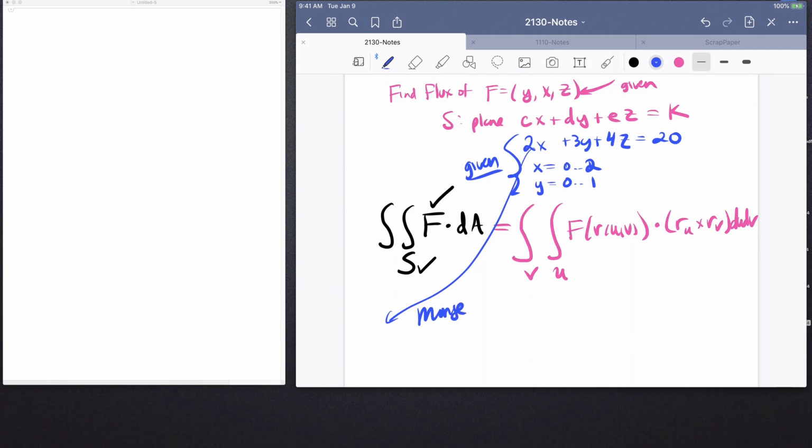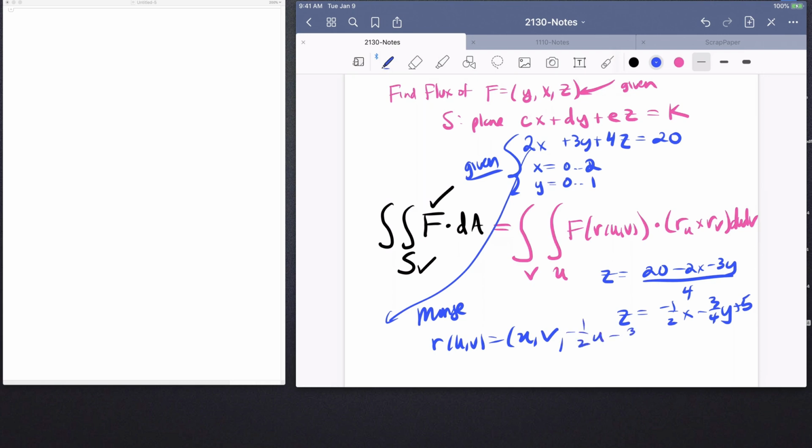One of the obvious ways to find the parametric form of the surface is to do the Monge parametrization. That will tell us that r of u,v, we're going to let x equal u, y equal v, and then we solve for z as a function of x and y. So z is equal to (20 minus 2x minus 3y) divided by 4. So z is equal to negative 1/2 x minus 3/4 y plus 5. That makes the surface parameterization u, v, negative 1/2 u minus 3/4 v plus 5.